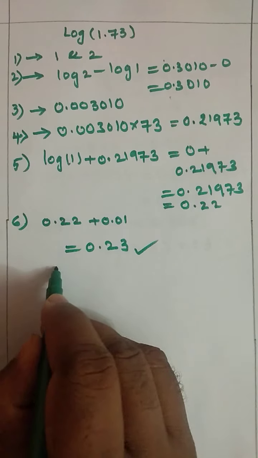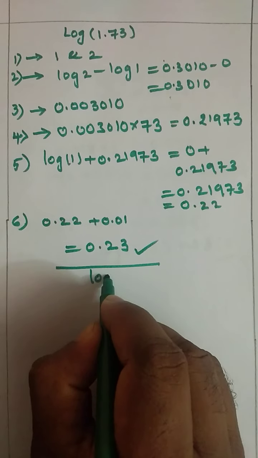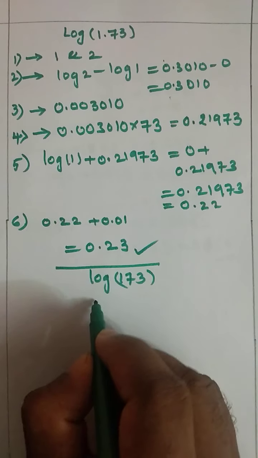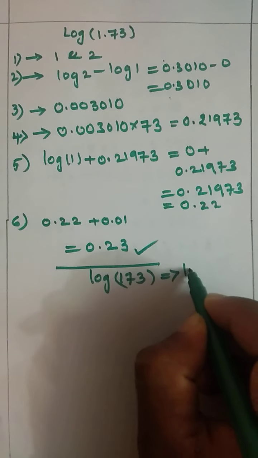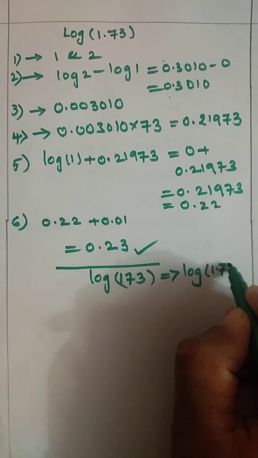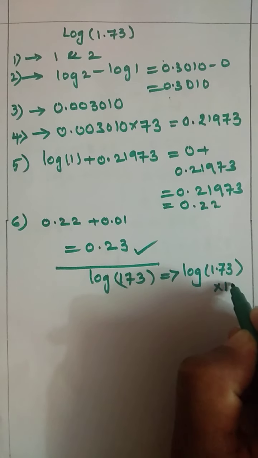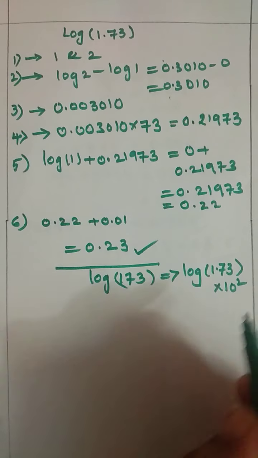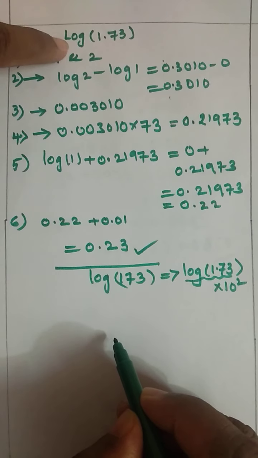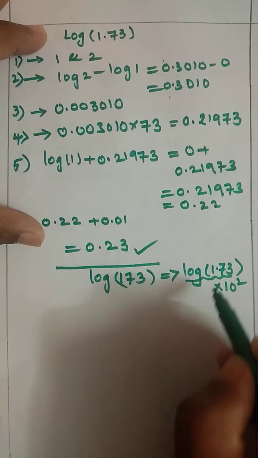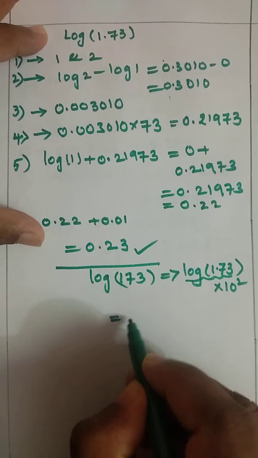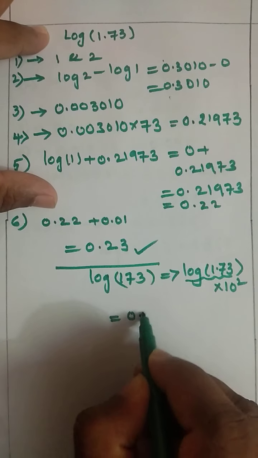Now suppose I give the same value for another example. Suppose you want to calculate the log of 173. So this can be written as log of 1.73 into 100, nothing but 10 squared. So first we need to find the log of 1.73, which you have already done. This method should be followed to get the log of 1.73, and further what will you get? So what is the answer? Log of 1.73 is equal to 0.23.